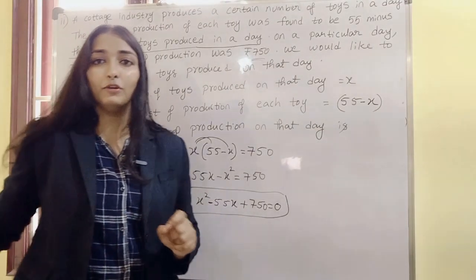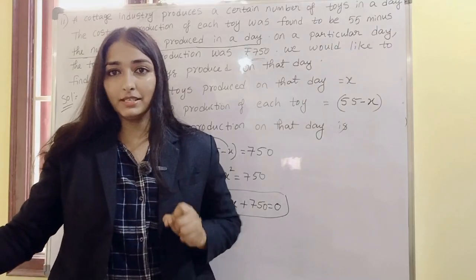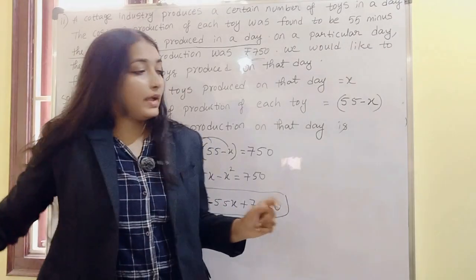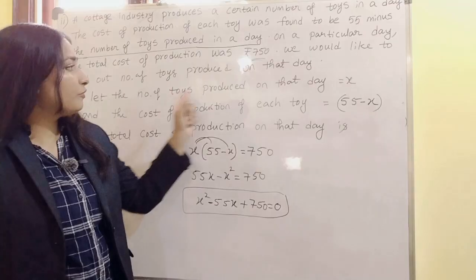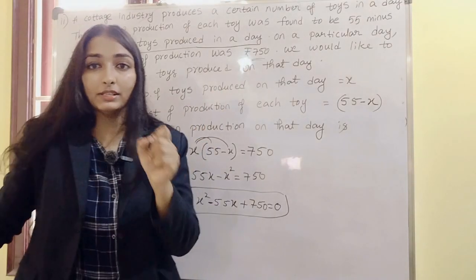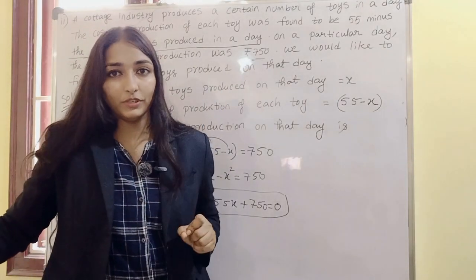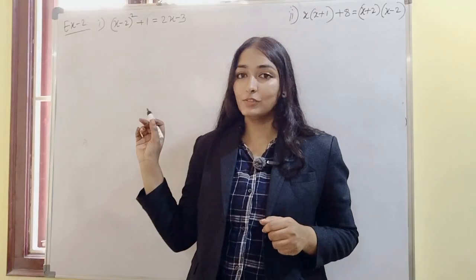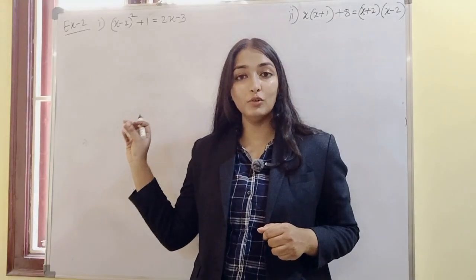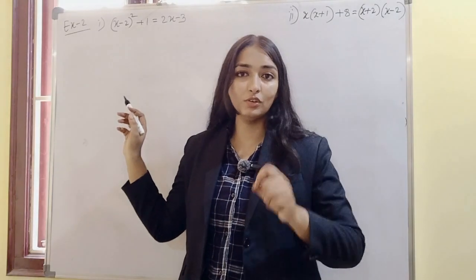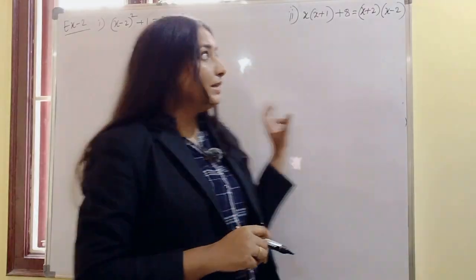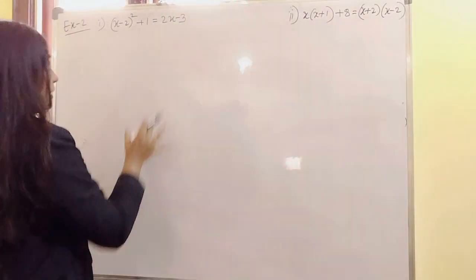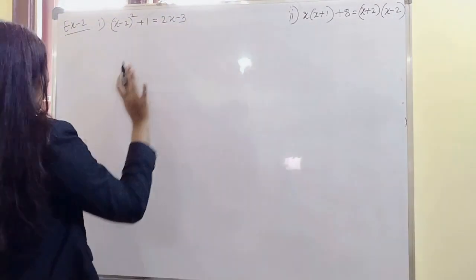This is in the form of ax square plus bx plus c is equal to 0. And here what is X? Number of toys produced on that day. So that will satisfy this quadratic equation. This is example 2. So the question is whether the following are quadratic equations or not. Okay, so let us simplify this and we will check whether it is a quadratic equation or not.